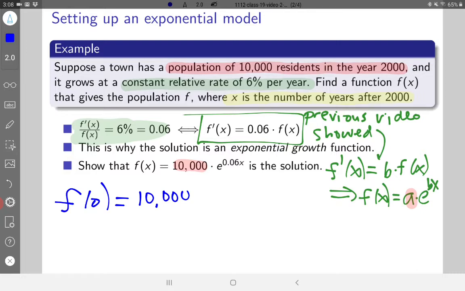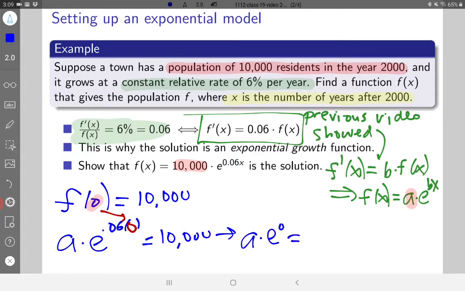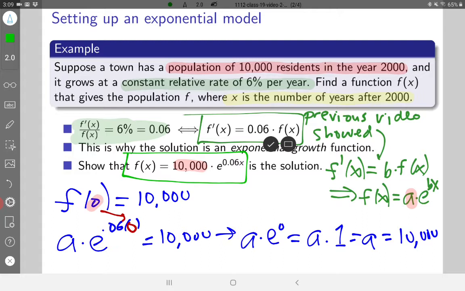So in other words, when I plug in 0 for x, and set that equal to 10,000, then I'll get a times e to the 0, which is just a times 1, which is just a, and that has to equal 10,000. And so now I can see where I'm getting this function f of x from the given information. In fact, in general, this is a pattern you will notice and you can take advantage of and just say, we know how this works. The initial population at time x equals 0 is that multiplier a in front, and that constant relative percentage growth rate of 6% tells me that value b of 0.06.